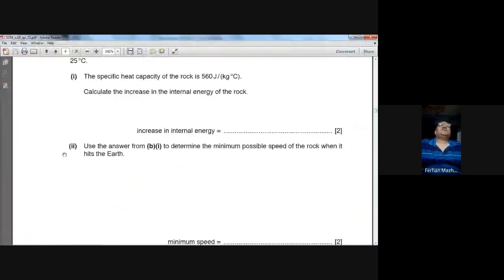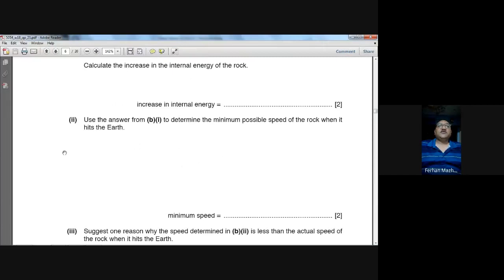In the next part, it says use the answer from the B first part to determine the minimum possible speed of the rock when it hits the earth. Suppose this energy is due to the kinetic energy of the rock. So the kinetic energy will be equal to the energy which you just calculated in the first part of the B. So make the kinetic energy equal to 8400 joules. Write the formula of the kinetic energy, 1 by 2 mv square. We know the mass of the rock. Put that value and find the value of the velocity or speed.